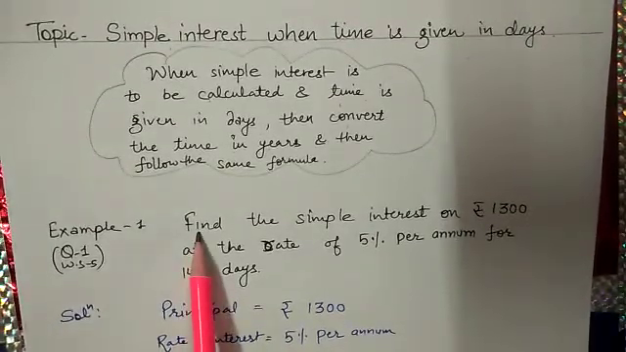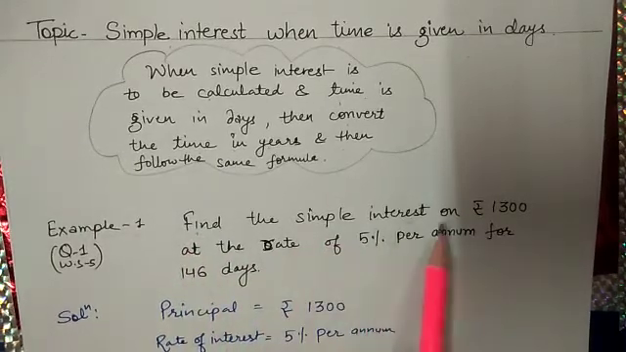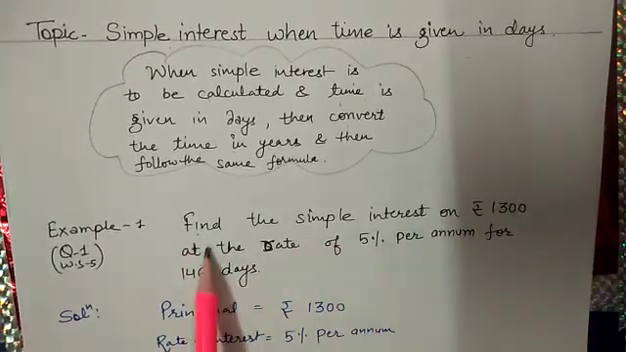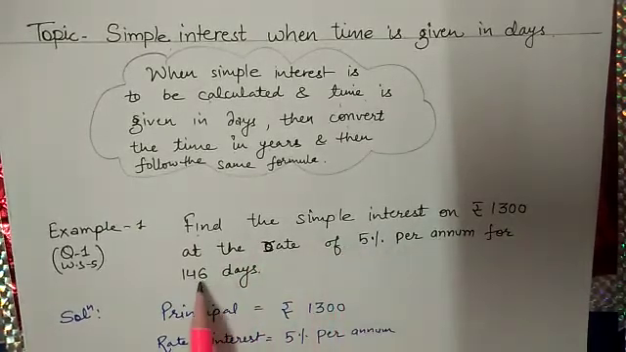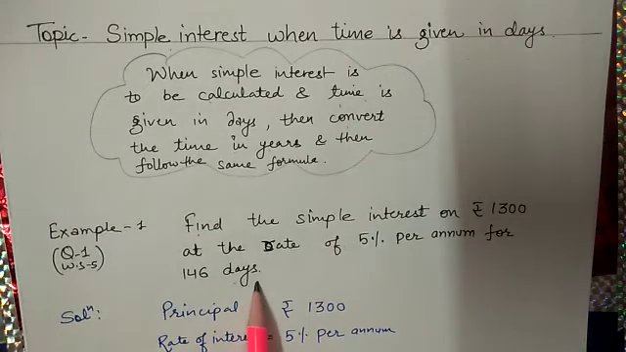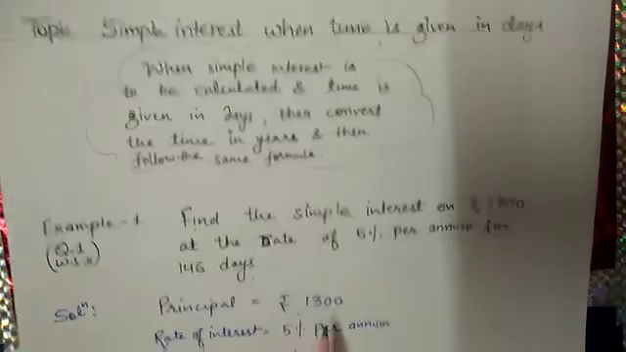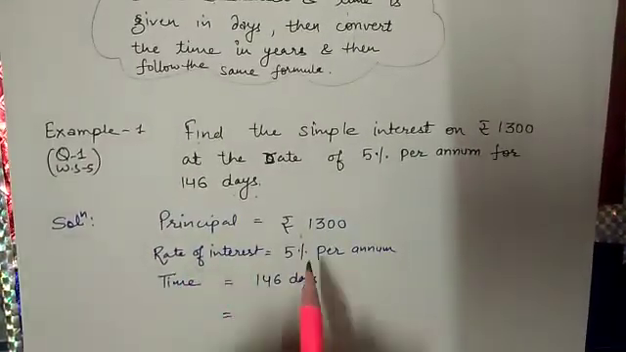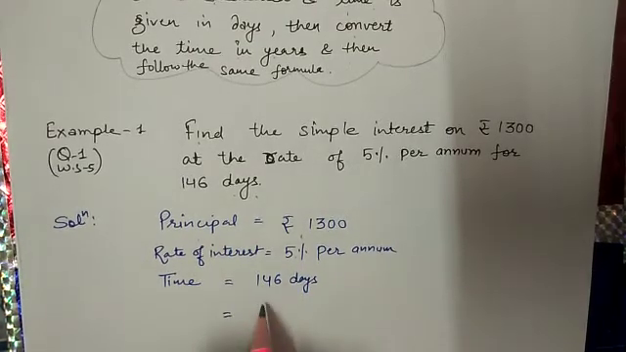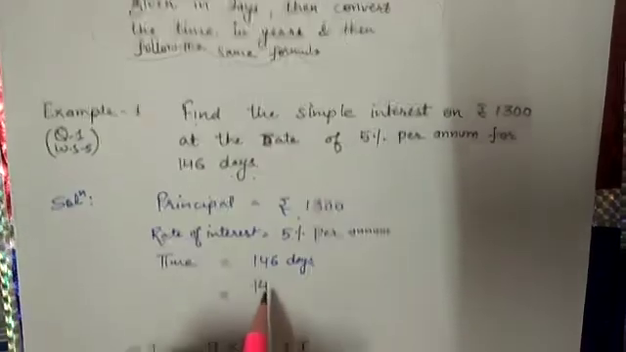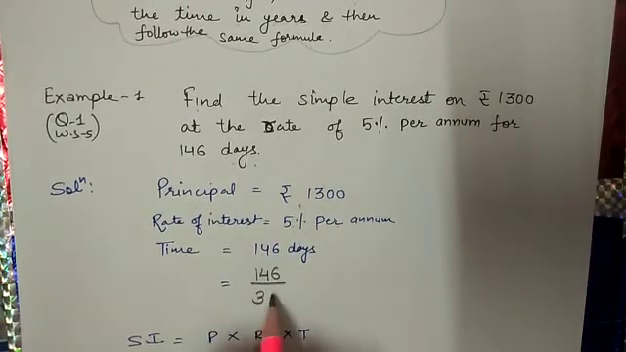Let us discuss one example. Find the simple interest on rupees 1300 at the rate of 5% per annum for 146 days. First of all, principal is rupees 1300, rate of interest is 5% per annum, time is 146 days. So our first step is to convert these days into years.